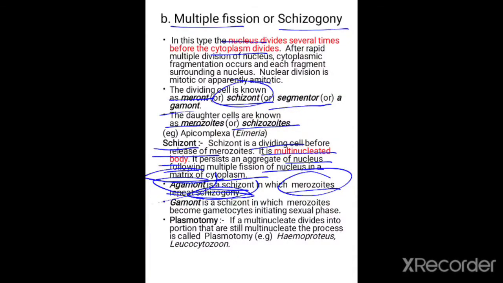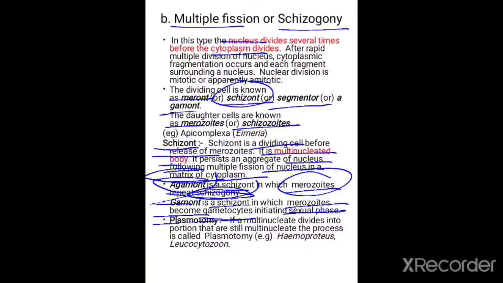Now let us come to the gamete. It is the zygont in which merozoites become the gametocytes, initiating the sexual phase. The merozoites which are released by the gamete will not again divide to undergo zygogony, but they become the gametocytes initiating the sexual phase. This is the difference between the agamete and gamete. An agamete divides to produce merozoites, and those merozoites undergo zygogony. But the merozoites which are produced by the gamete become the gametocytes initiating the sexual phase without undergoing zygogony.